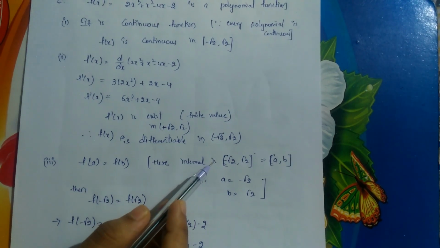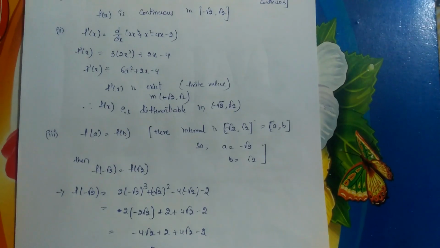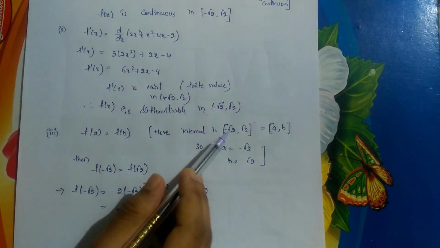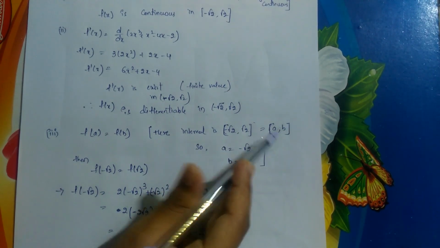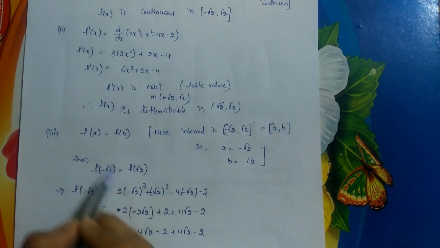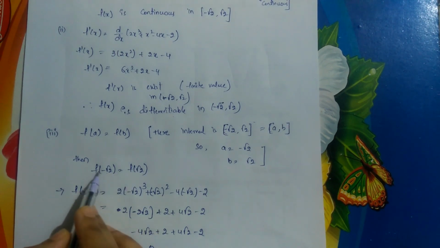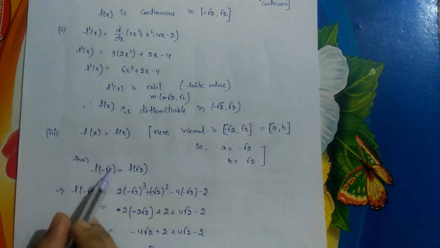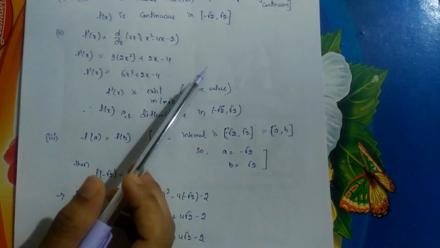So further we go for the third condition, that is f of a is equal to f of b. Here the interval is closed interval minus root 2 comma root 2. When we compare it with a comma b, a is minus root 2 and b is root 2. So in the place of a and b, you need to substitute minus root 2 and root 2. So that is f of minus root 2 should be equal to f of root 2. So first we will substitute minus root 2 in the given function, that is f of x.